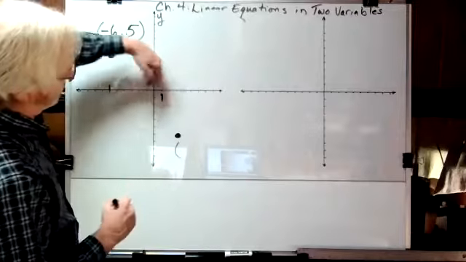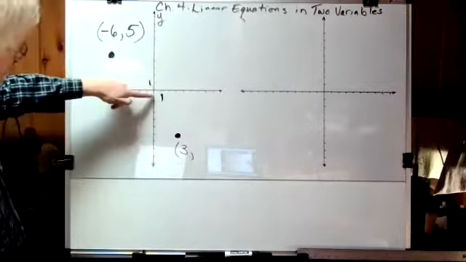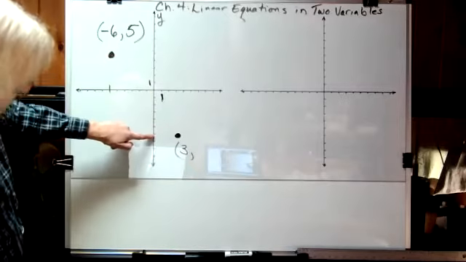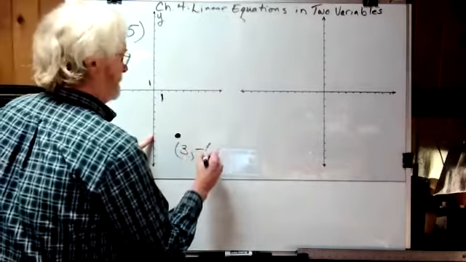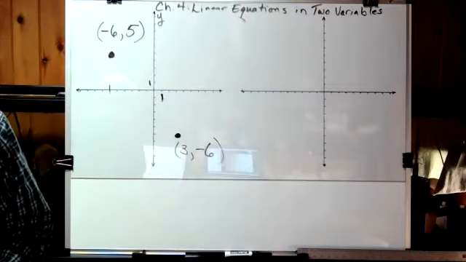1, 2, 3. I went over 3 in the x direction, but I went 1, 2, 3, 4, 5, 6. I'll call it down 6, so -6 in the y direction. So there are the coordinates of that point in the plane.